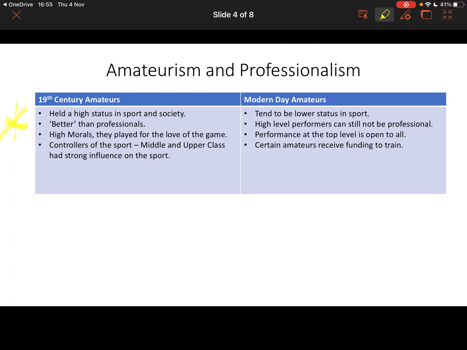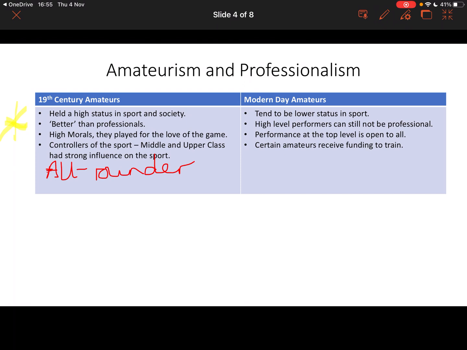And some of you may have also talked about the concept of an all-rounder. What that means, sorry about my writing there. What that is talking about is that because the amateurs didn't train and they were wealthy and they had access to a lot of facilities, they could participate, if you like, in a wide variety of activities. So that's where this concept of an all-rounder came in. Whereas the professionals that we'll talk about shortly, they would specialise in one particular sport because that was their profession.